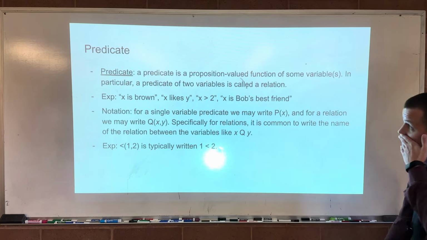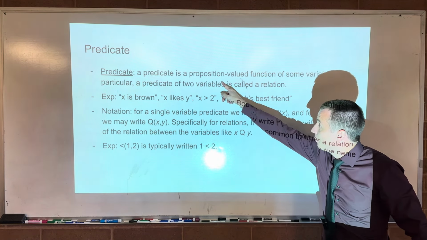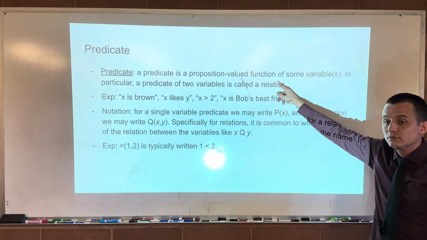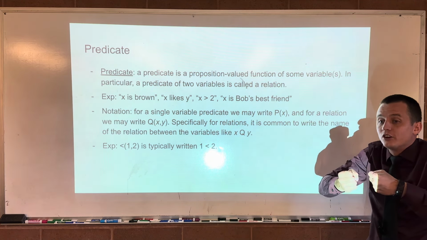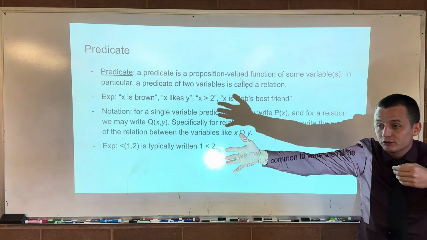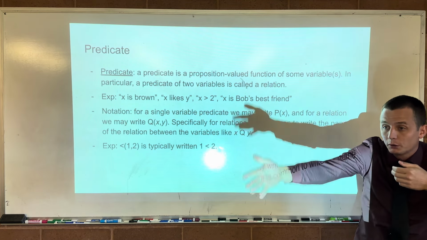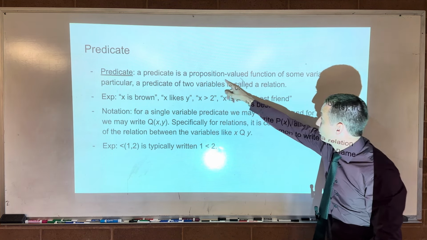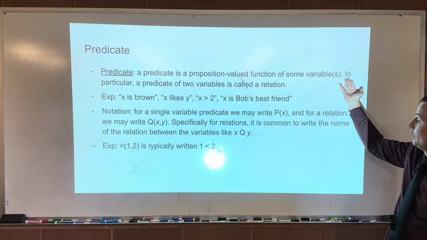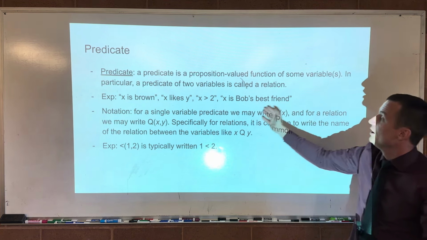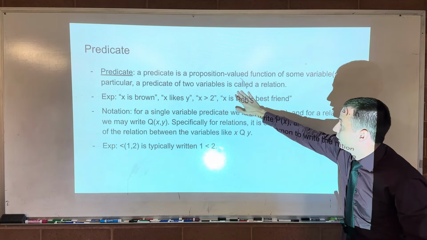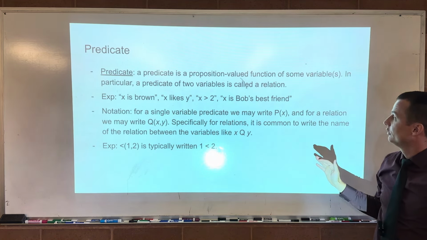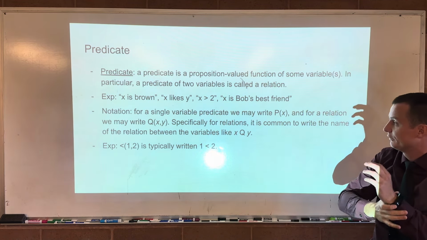What's a predicate? A predicate is a proposition-valued function. You give it some term, and it spits out a proposition. You give it some term, and it spits out true or false. A predicate is a proposition-valued function of some number of variables, maybe one, maybe many. In particular, a predicate of two variables we have a special name for: we call it a relation. We talk a lot about relations in mathematics. Relation is one of those words that never goes away.